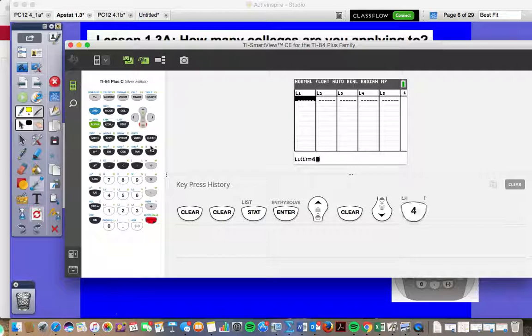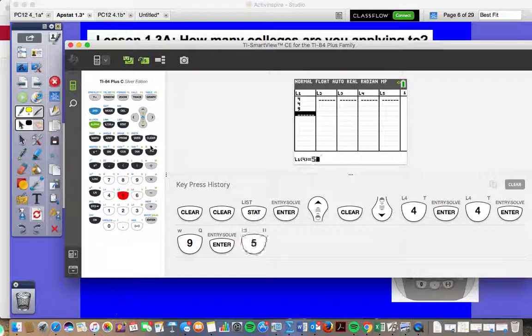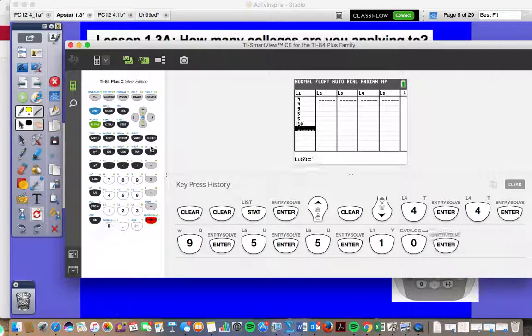And then what we're going to do is we're just going to plug in the following values. So 449, 5, 5, 10.